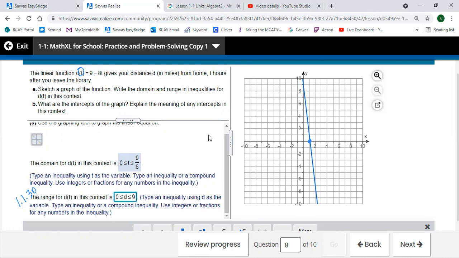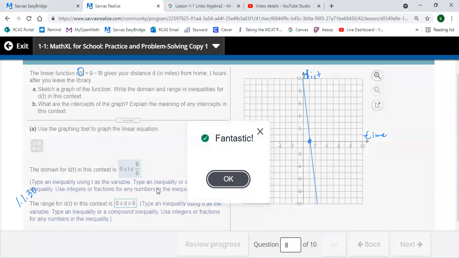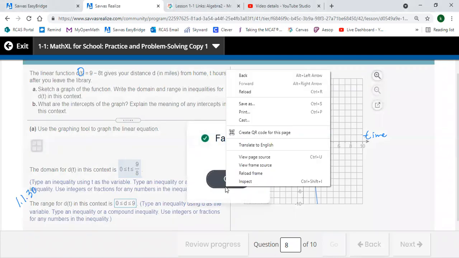Remember D here in this problem is like my Y. Maybe that's probably not a bad thing to write right on this graph. That was my distance, and this was my time. All right, let's see if I got that backwards in my thinking at all. Let's see how we did. All right, so far so good.